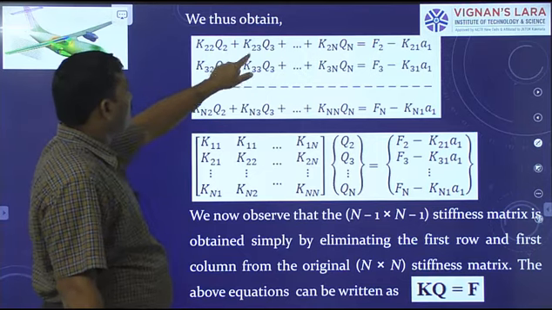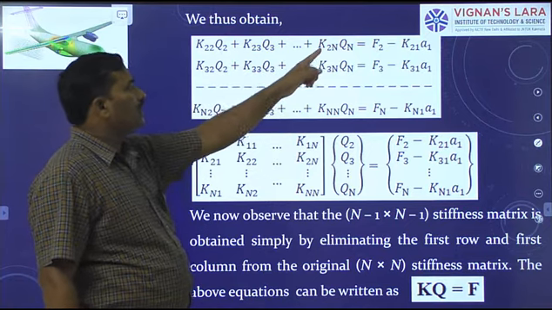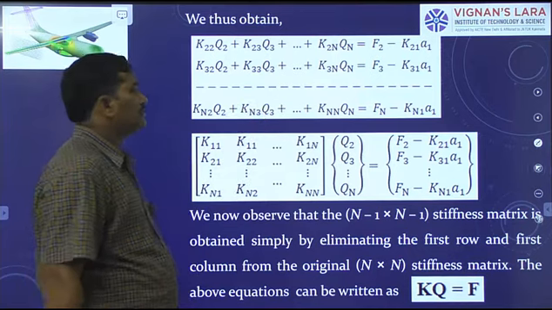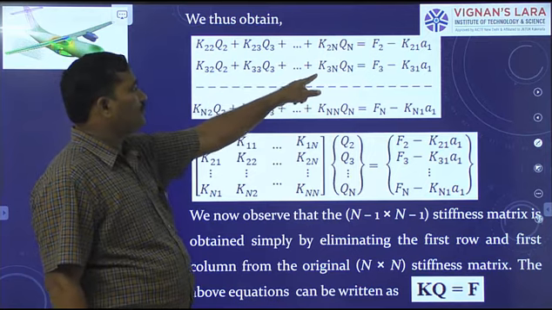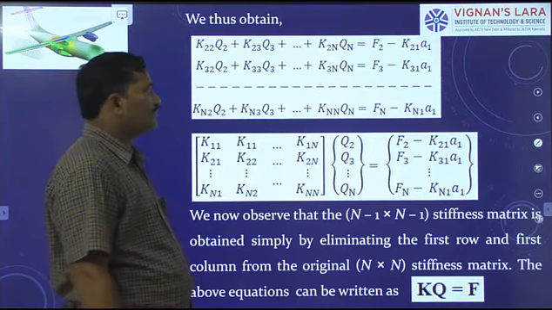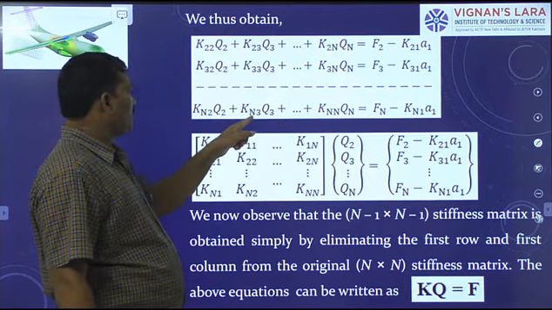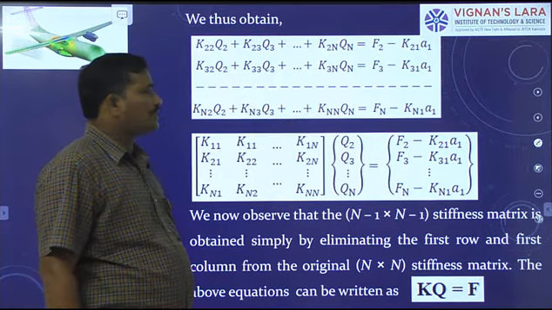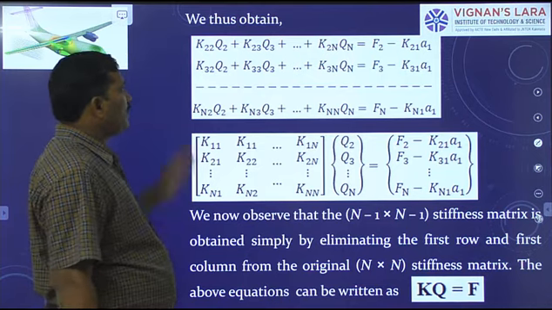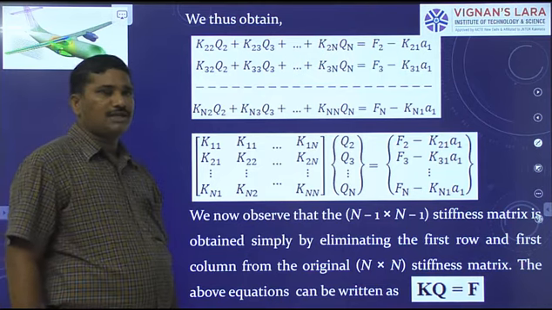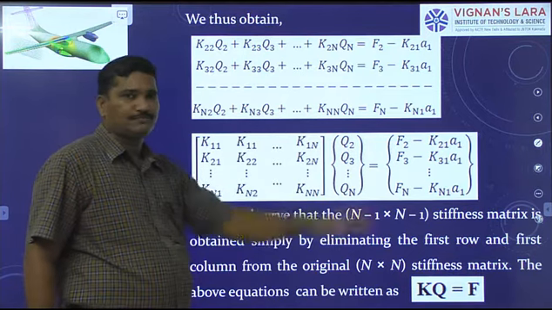K22 into Q2 plus K23 into Q3 and so on and so forth up to K2n into Qn, which equals F2 minus K21 into A1. And similarly K32 into Q2 plus K33 into Q3 and so on plus K3n into Qn, which equals F3 minus K31 into A1. And ultimately you get Kn2 into Q2 plus Kn3 into Q3 and so on up to Knn into Qn, again which equals Fn minus Kn1 into A1. These n minus 1 equations we can represent in matrix form like this.